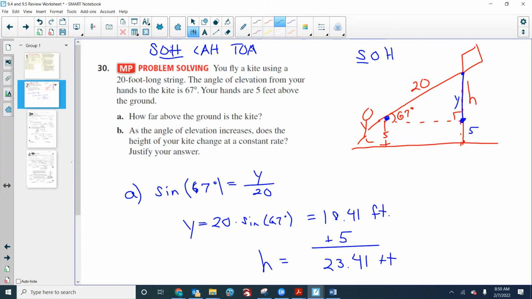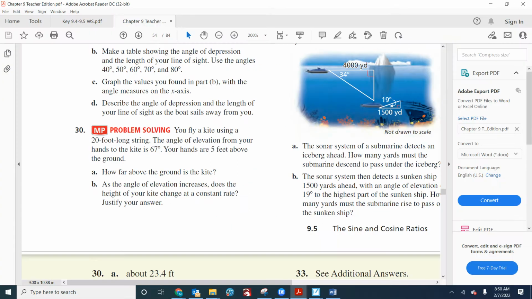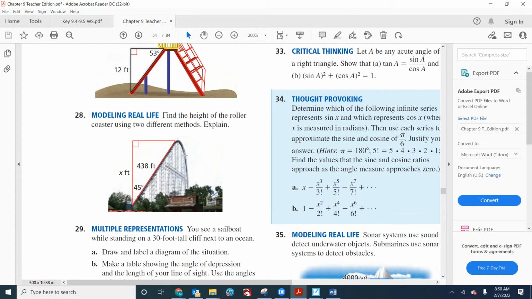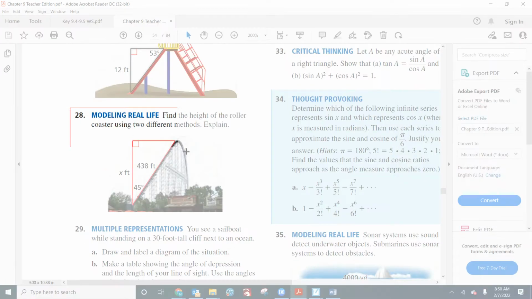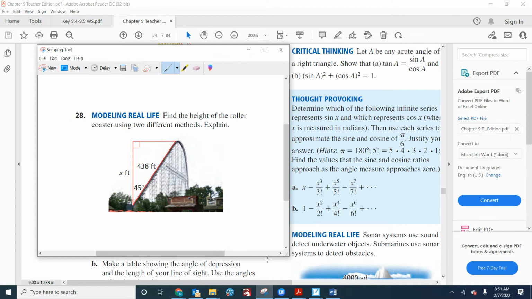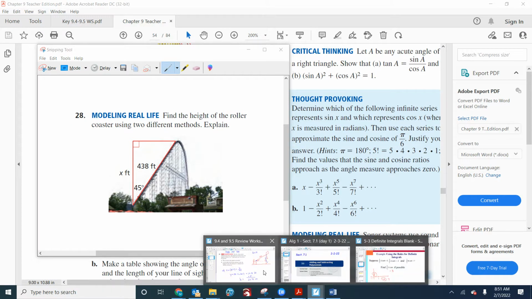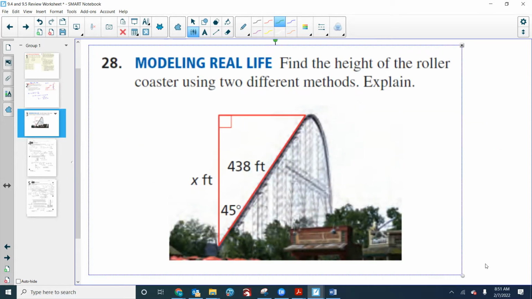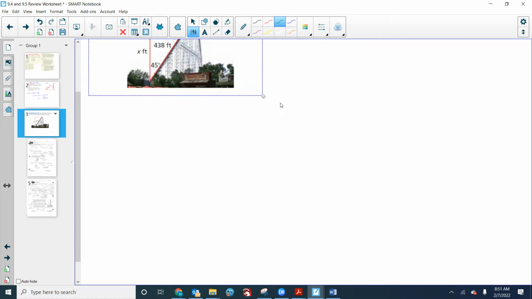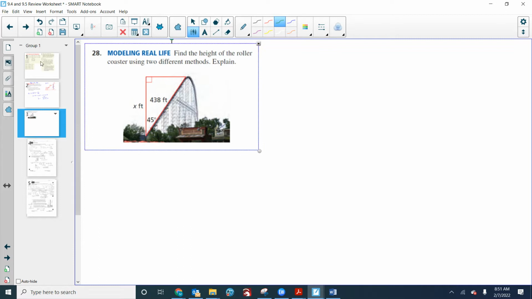Okay, 28. Find the height of the roller coaster using 2 different methods. McKenna, do you want to share with us what you tried on that one, or were you confused? I was kind of confused, but I think I used cosine. Cosine would be good. Did you get the right answer though? Let's check.